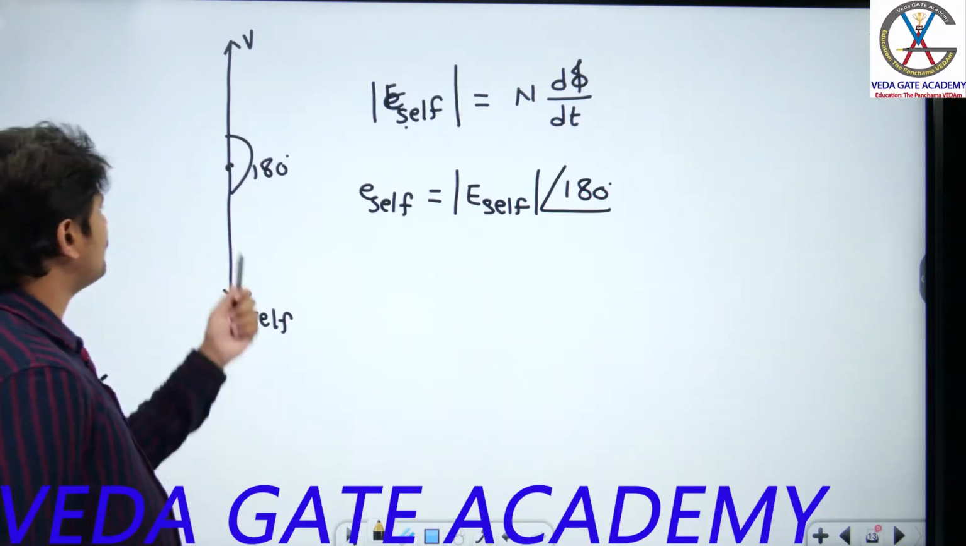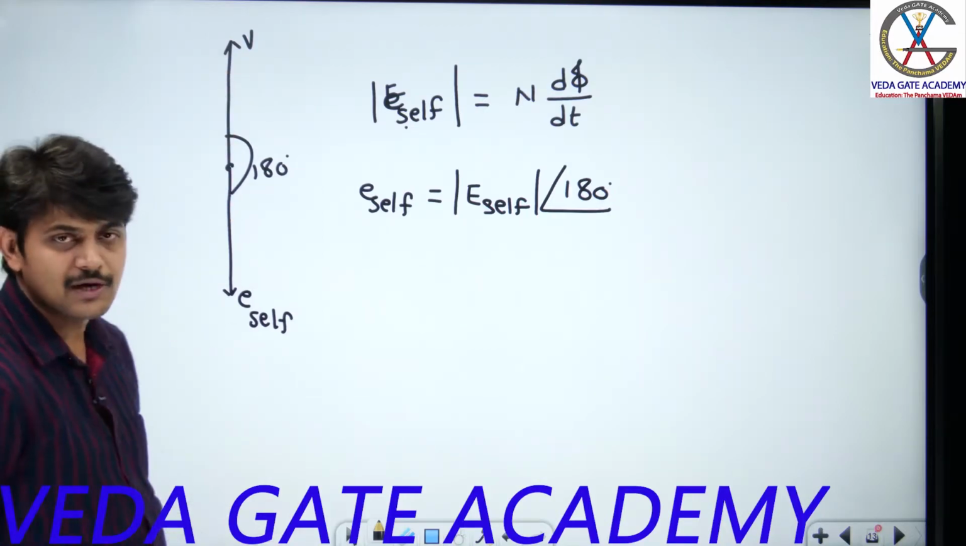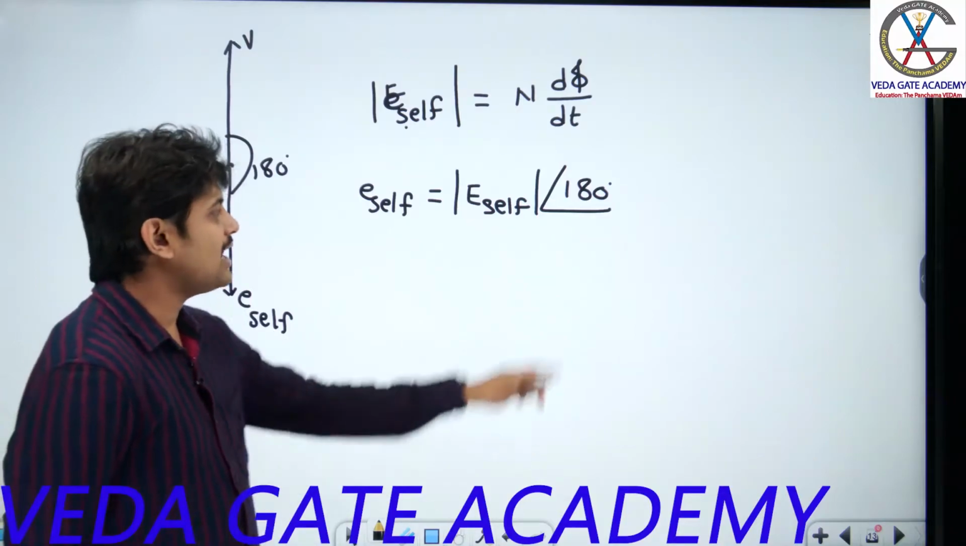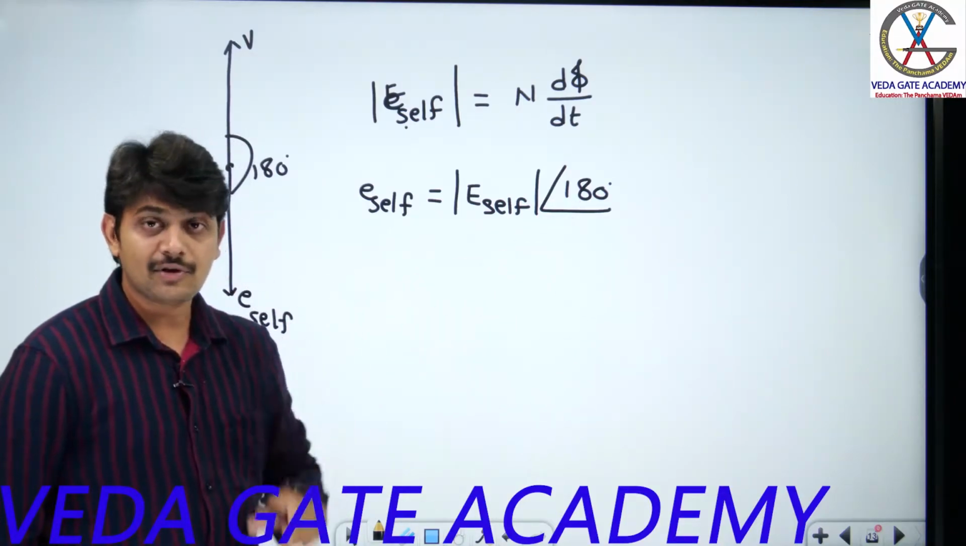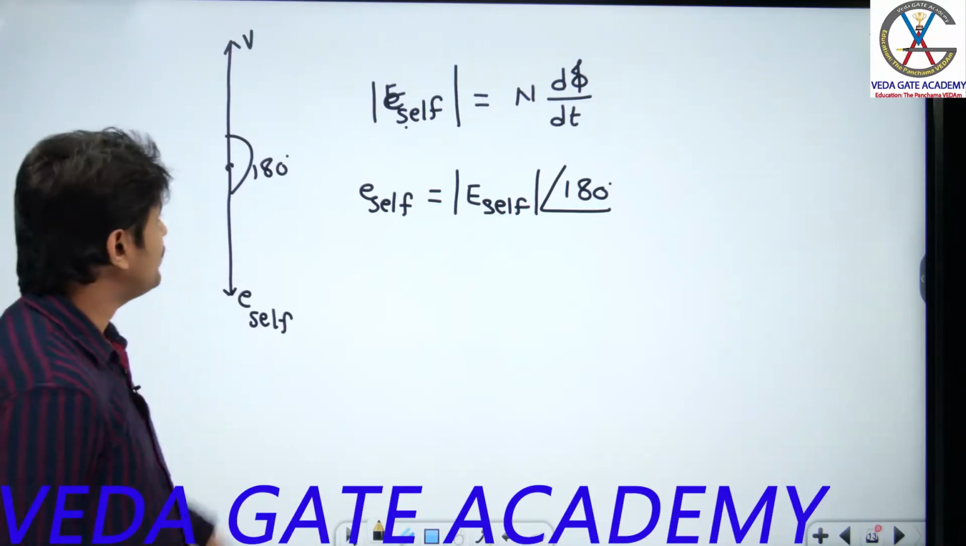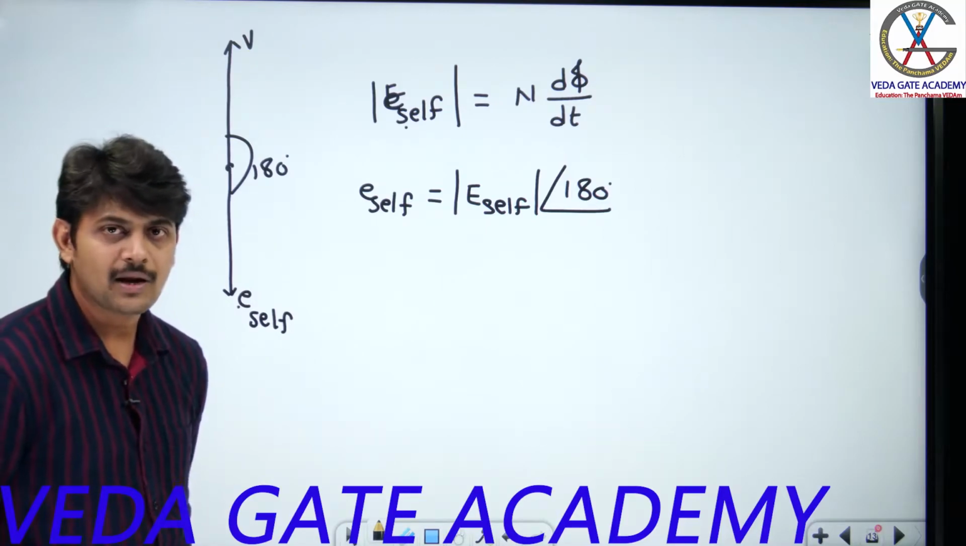And from Lenz's law, we got that the self-induced EMF makes an angle of 180 degrees with respect to the applied voltage. So that angle I am representing as 180. Here the angle 180 represents the phase angle difference between which two? Applied voltage and self-induced EMF. So we are going to indicate the self-induced EMF with respect to a reference vector, the applied voltage.